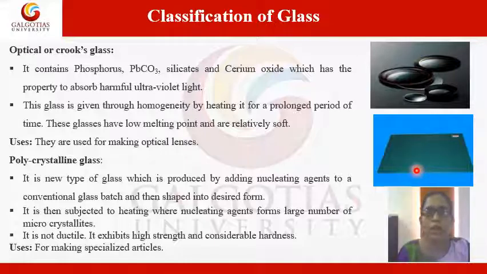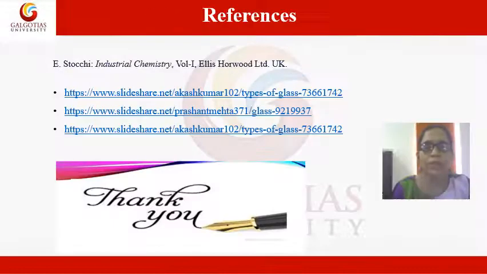So in the coming class, we will discuss different types of commercial glasses: what are the different types, what are their compositions, what are their uses and what are their properties. So what are the references for this class? You can follow Industrial Chemistry by E. Stocchi, and also the references on the internet that I have used for preparing this slide.